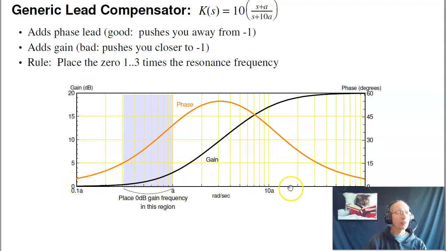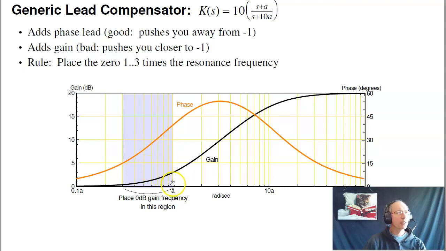If I go over here, make A too small, if this is 5 radians per second, and I make A like 0.2, then what happens is I've added not much phase, but I have added a lot of gain. That'll make me go unstable. That'll push me towards -1. The sweet spot is right here.